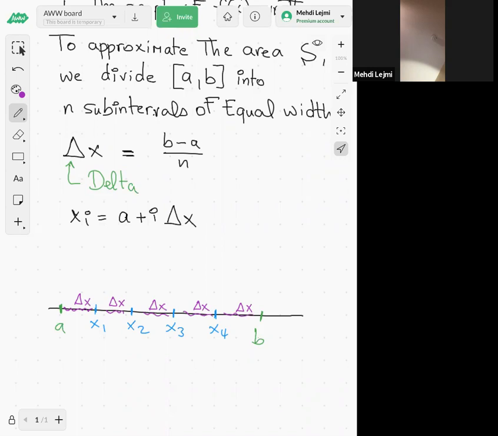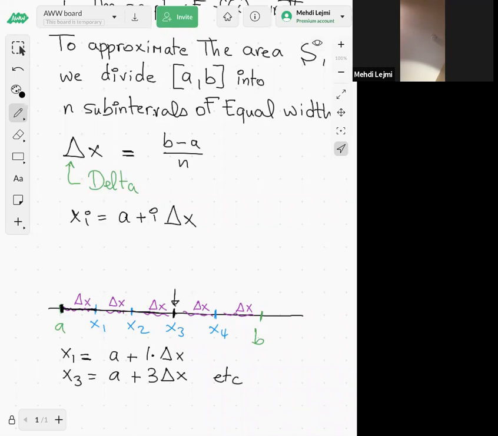Now, x subscript i equal to a plus i delta x means that, for example, x1 is a plus one times delta x. If you take x3, how can we get x3? You start from a, and then you have one delta x, two delta x, three delta x, and then you get x3. So x subscript 3 is a plus three times delta x. You see how it works. It's very simple.